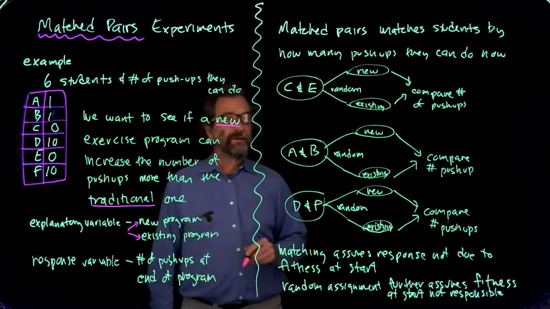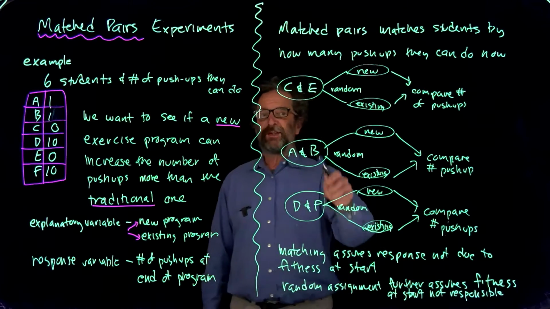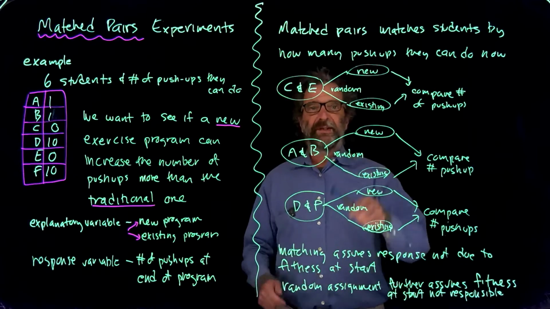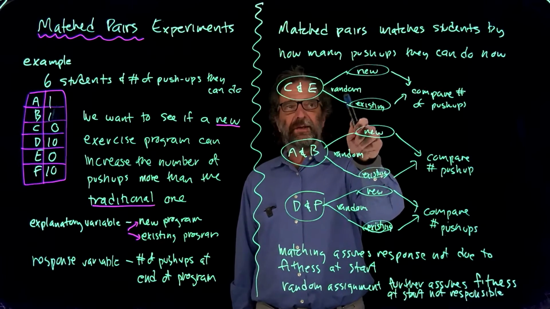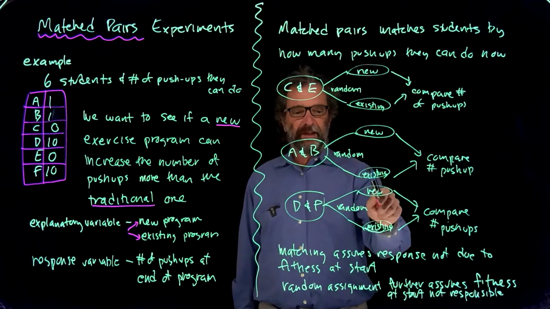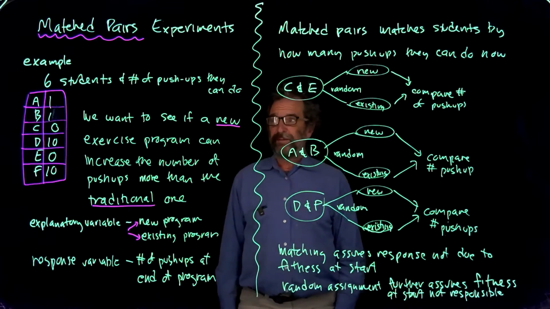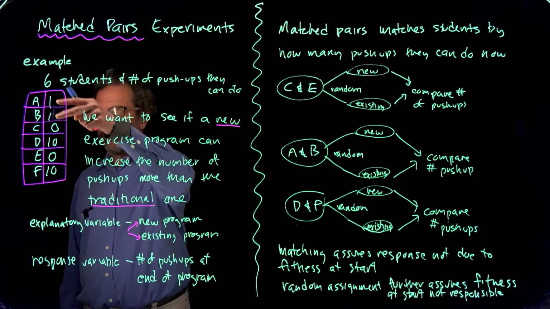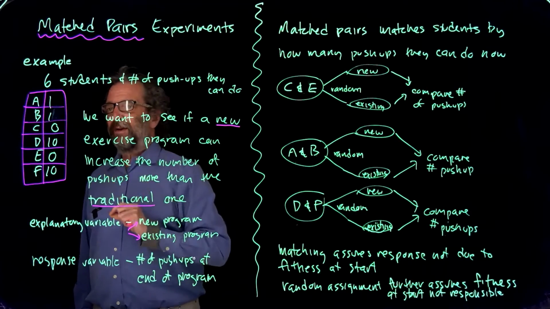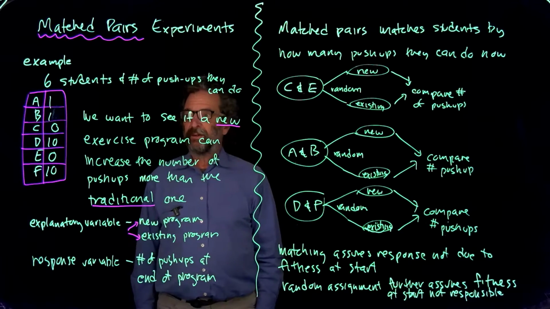Okay. So we said the matched pairs process matches students by how many push-ups they can do now. So we got C and E together, A and B together, and D and F together. And then we randomly assign the treatments. The treatments are which program are you in, new and existing. So there's a random assignment here and a random assignment here for A and B, picking the programs that they're in and so on. And the reason for the random assignment is even though we matched them up by what they can do, we randomly assign so that the things we can't measure that might have caused one of them to be more likely than the other to be successful in creating more push-ups.